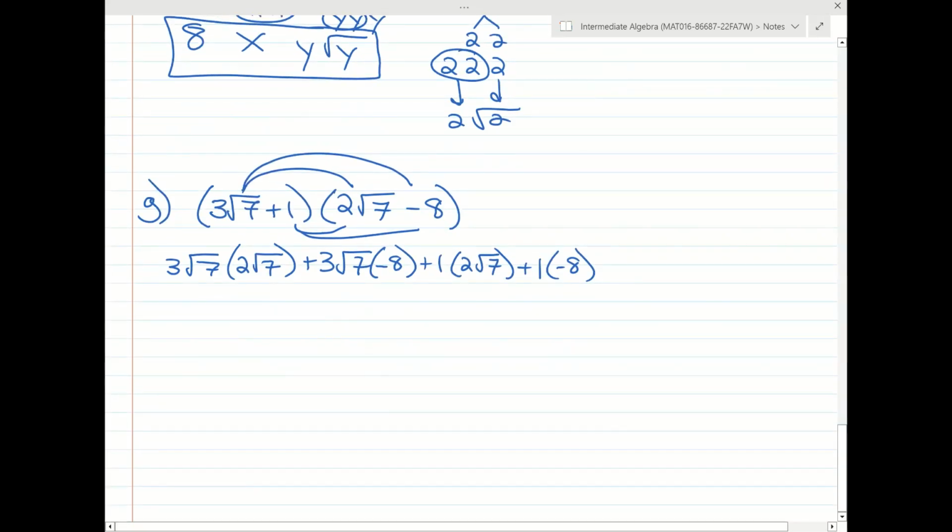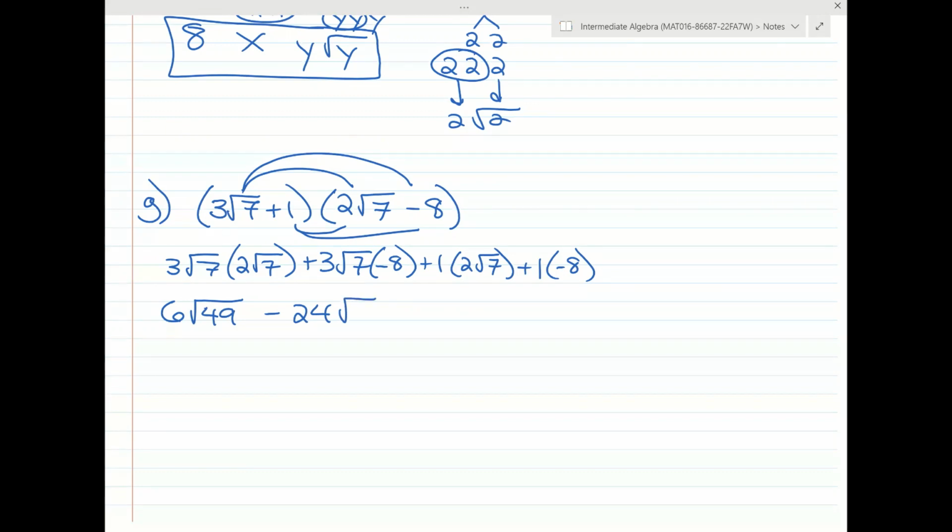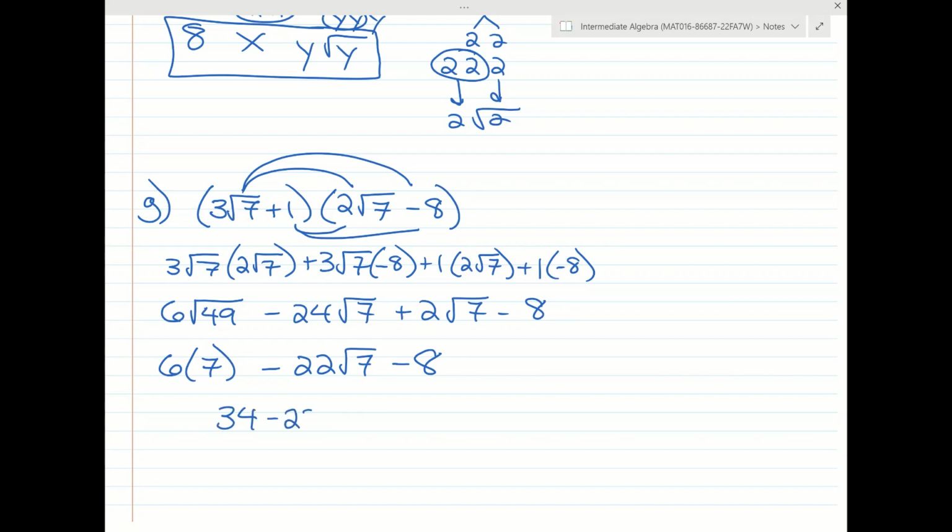And then simplifying this would just be 6 root 49 minus 24 root 7 plus 2 root 7 minus 8. Or just 6 times 7 minus 22 root 7 minus 8. 7 times 6 is 42. 42 minus 8 is 34 minus 22 root 7.